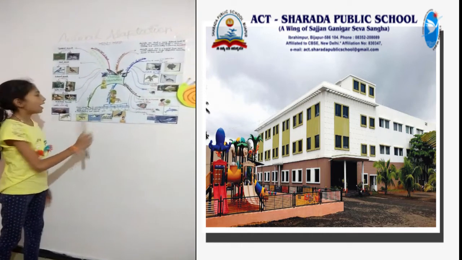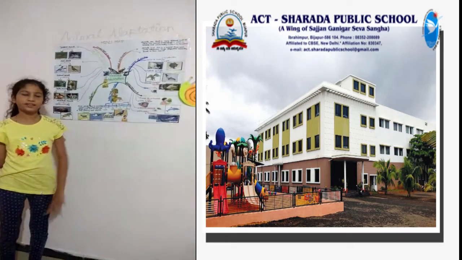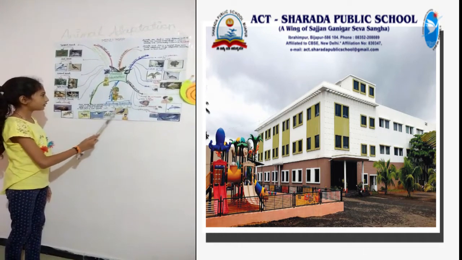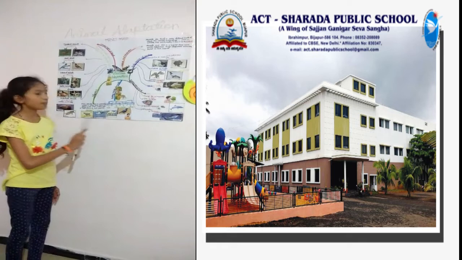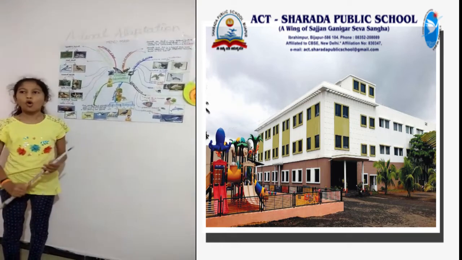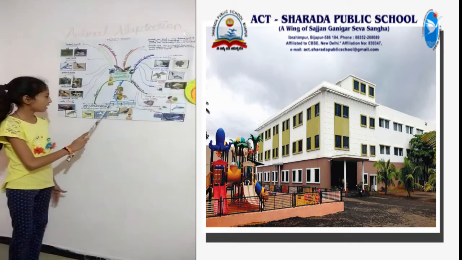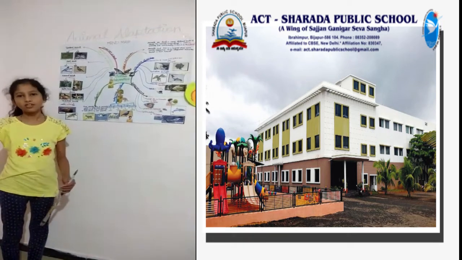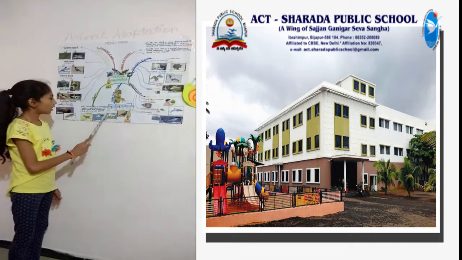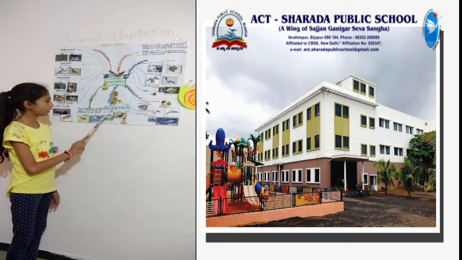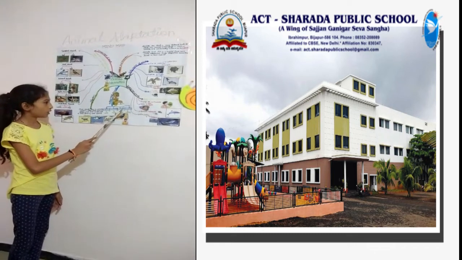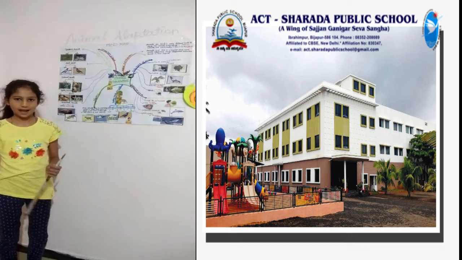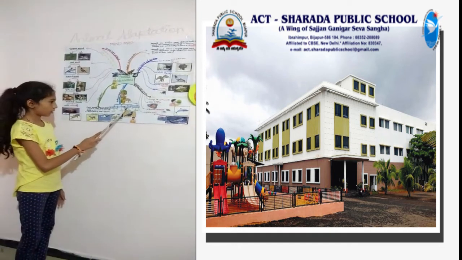Feeding habits of animals. Different animals eat different things. Herbivores, carnivores, omnivores, parasites. These are the feeding habits of animals. Herbivores means animals that eat only plants. Carnivores means animals that eat the flesh of other animals. Example, tiger. Omnivores means animals that eat plants as well as the flesh of other animals.